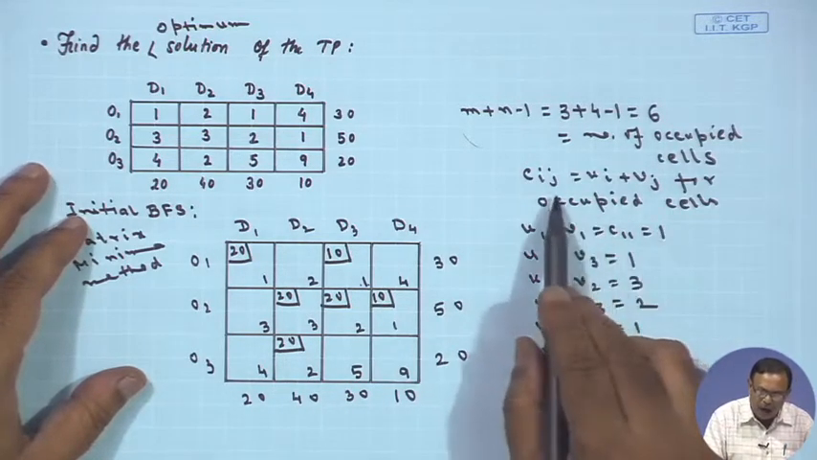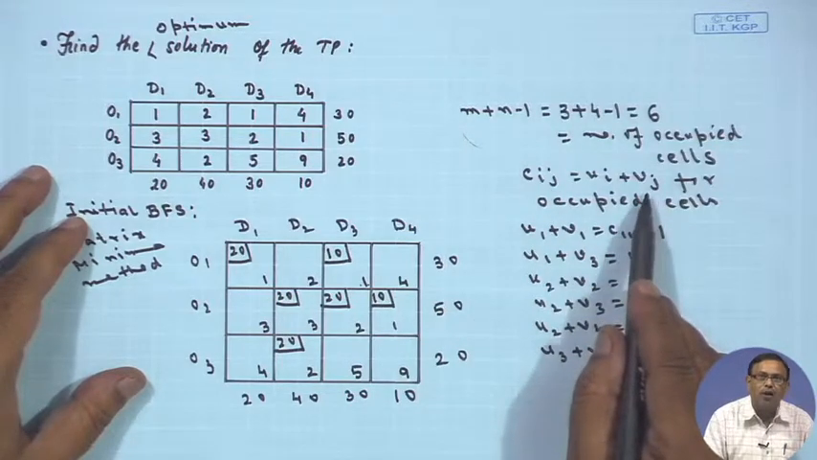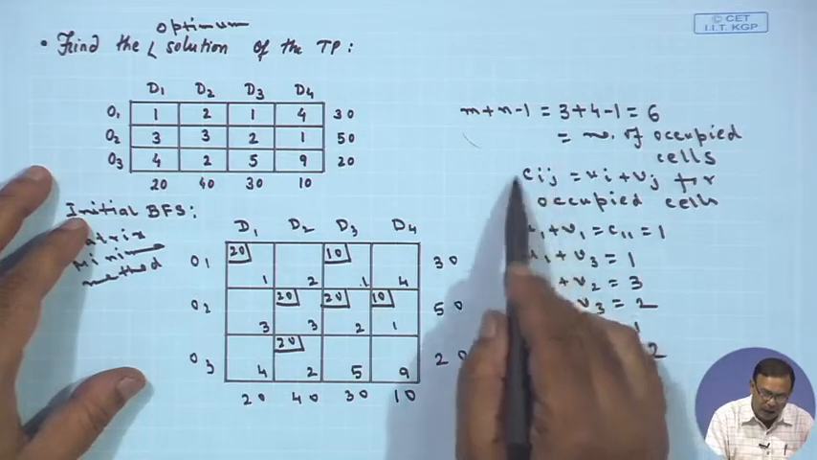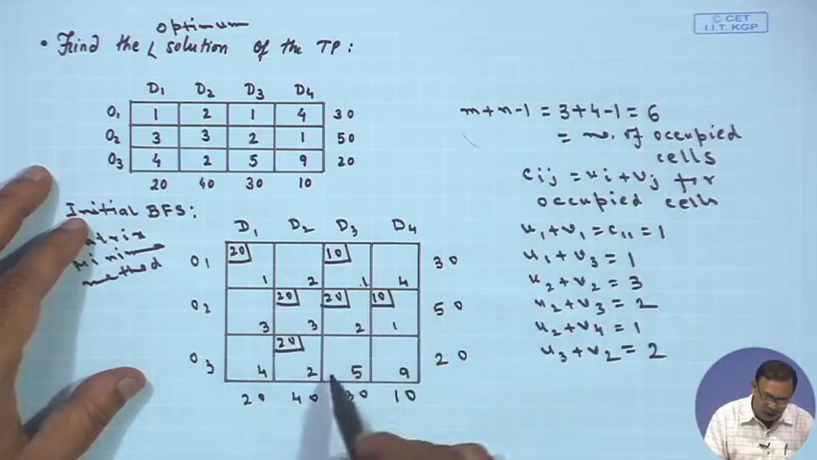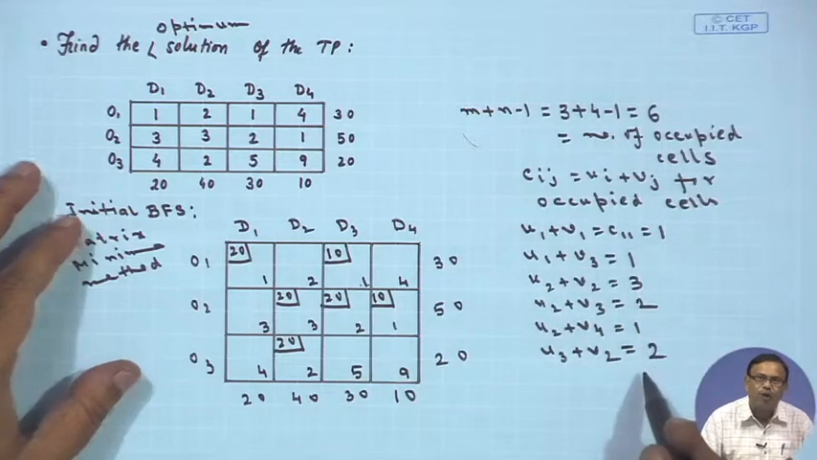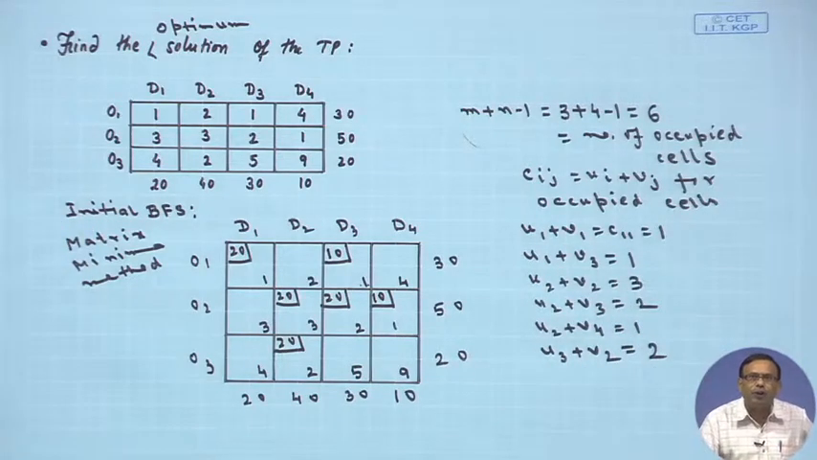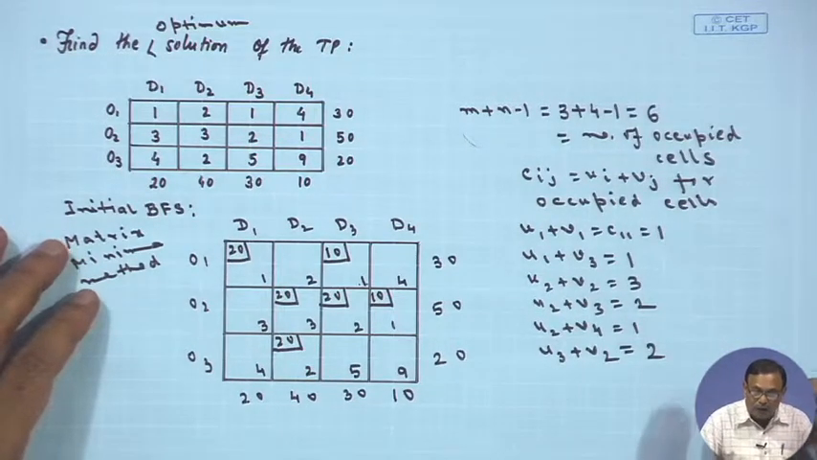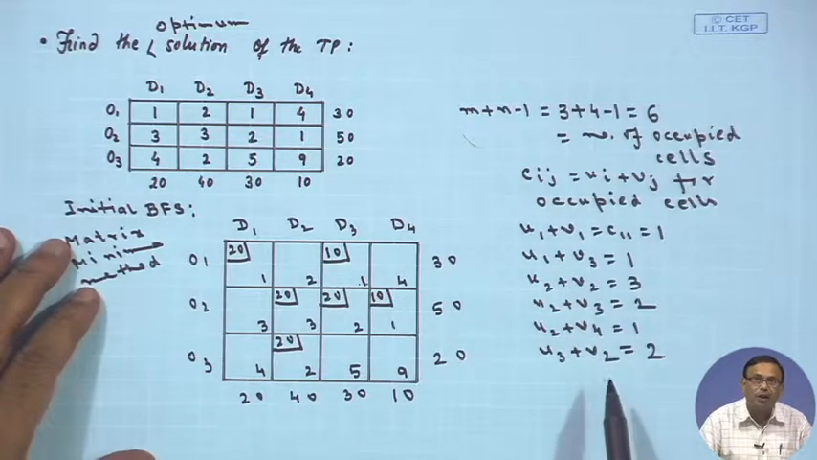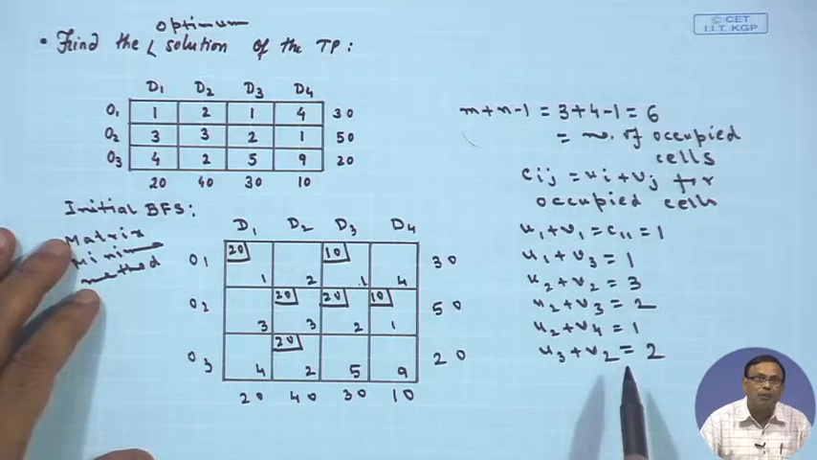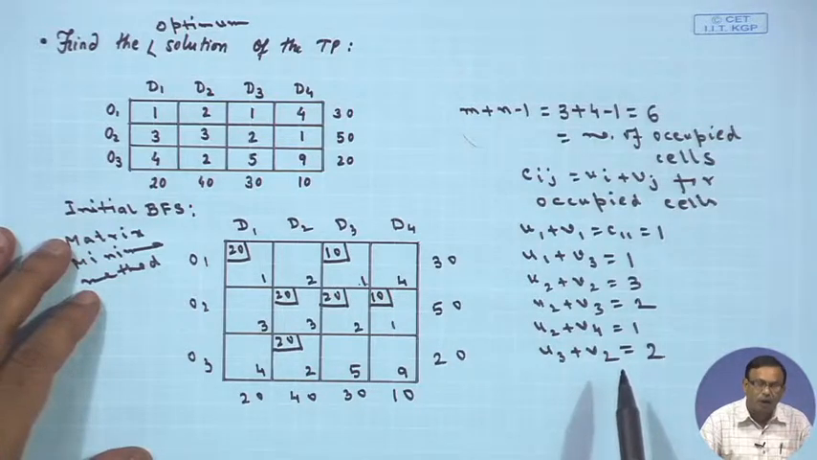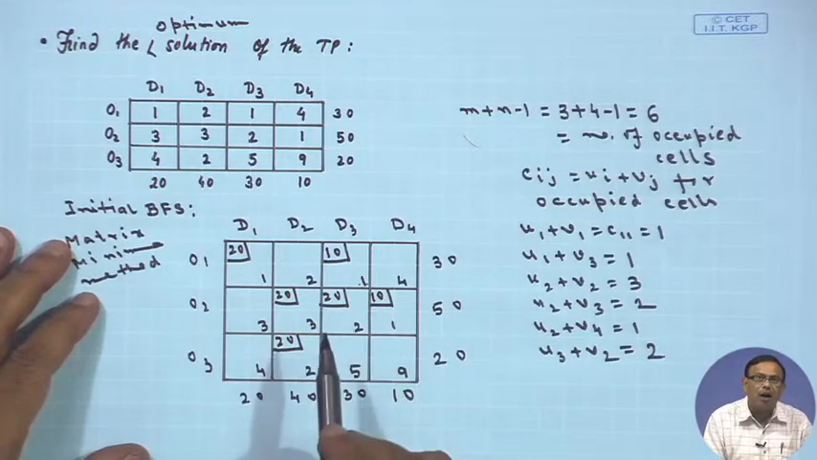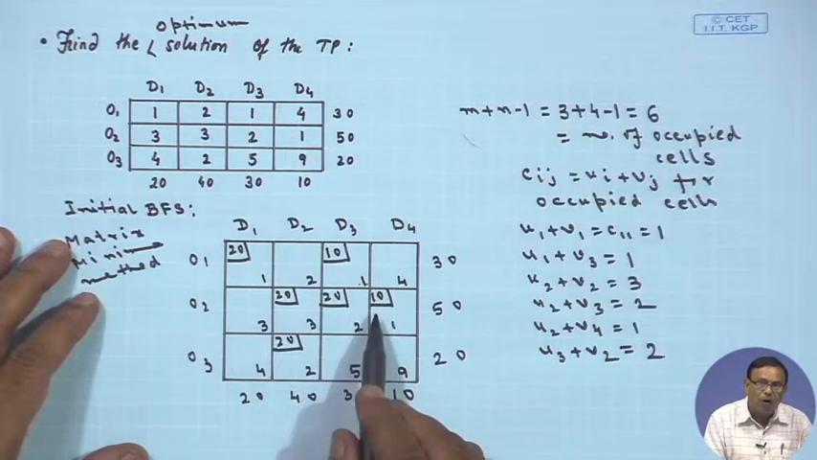So, please note that I have to find Cij equals Ui plus Vj only for occupied cells, and Cij means the cost whatever I have written. So, I am getting these equations. From these equations, if you see, unless I give the value of one variable, I cannot determine the values of the other variables. You can check this on your own. So, which variable will I make 0? Out of this, I will choose the row which has the highest number of occupancy or allocation.